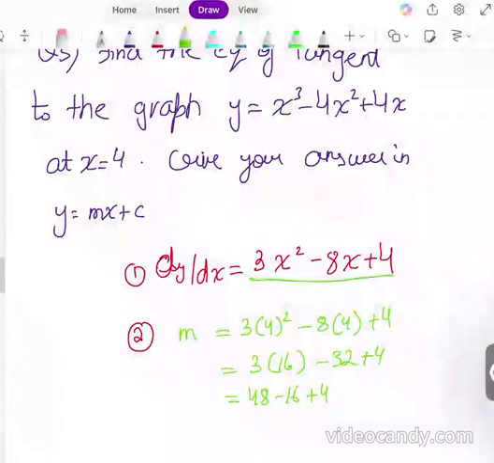So what will this become? 3 times 16 is 48. Okay, I'm correct. 8 times 4 is 32, not 16. Just wait. 48 minus 32 plus 4. So this was 16 plus 4. So the gradient will be 20.